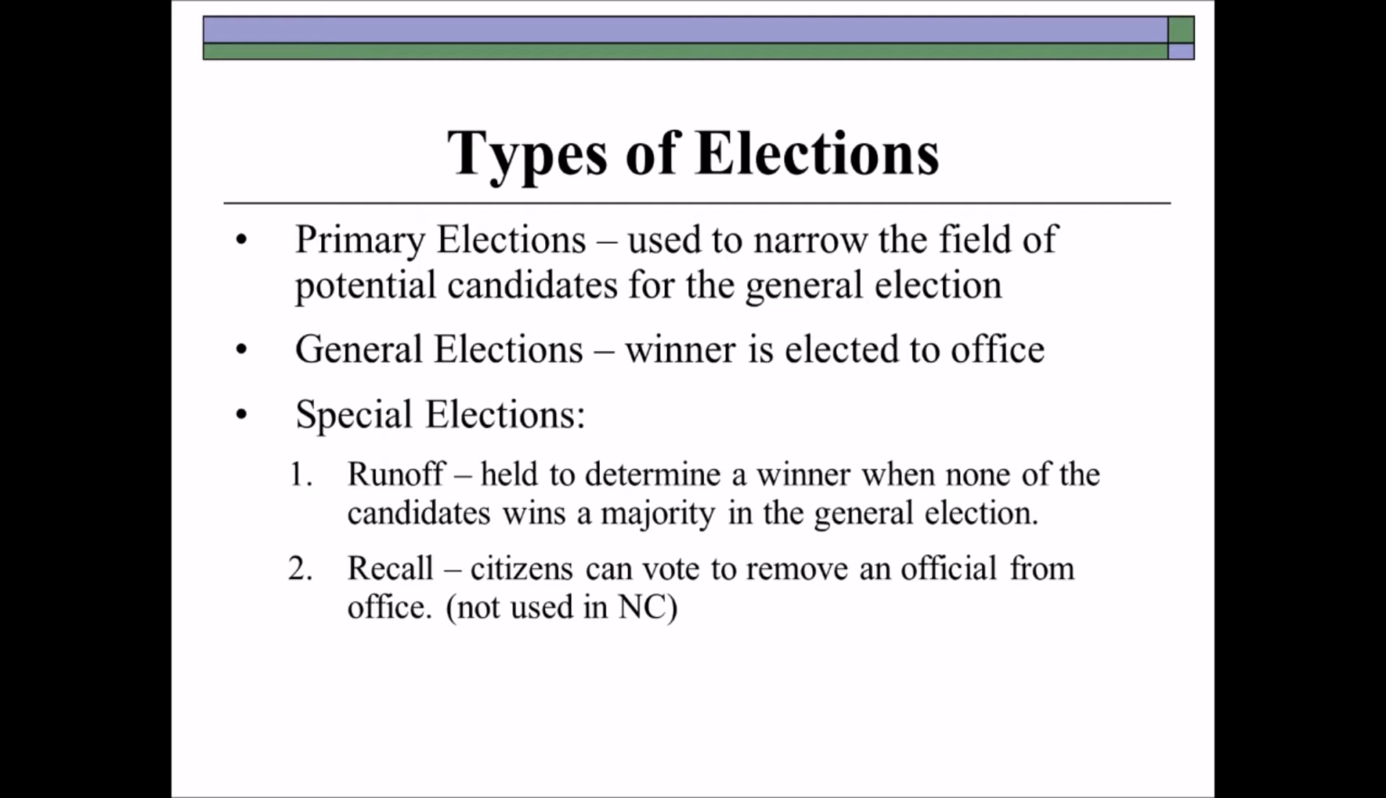And then there's a recall. This is used in other states, but not North Carolina. This is a special election just to remove someone from office. The most famous example was Gray Davis in California being recalled, and then he was replaced by a general election by a guy named Arnold Schwarzenegger. So that's how he became governor of California for 2 terms.